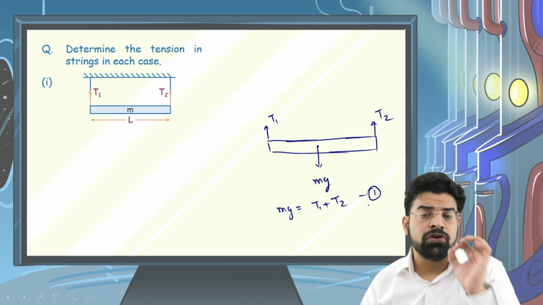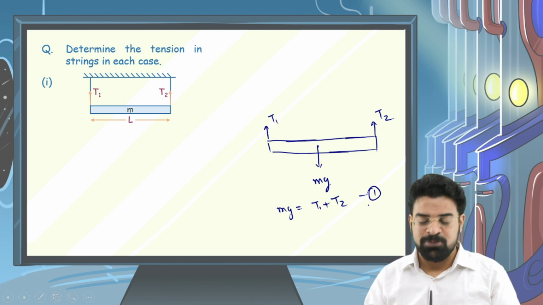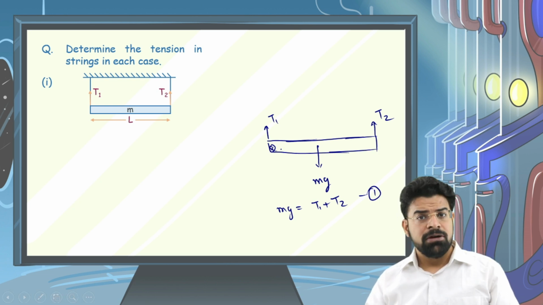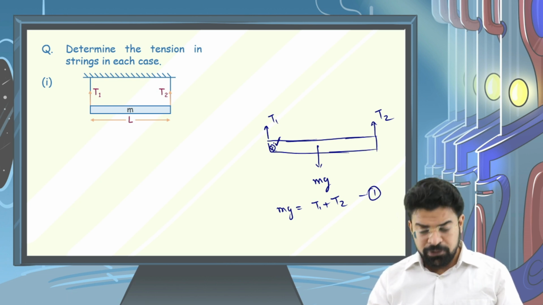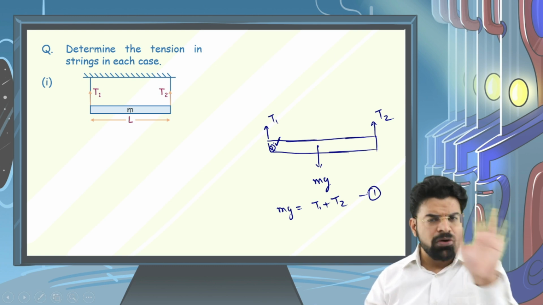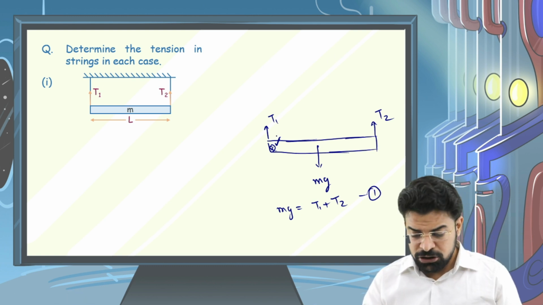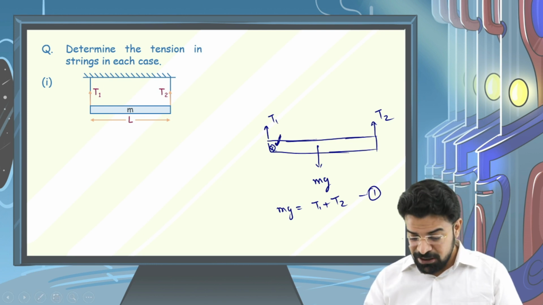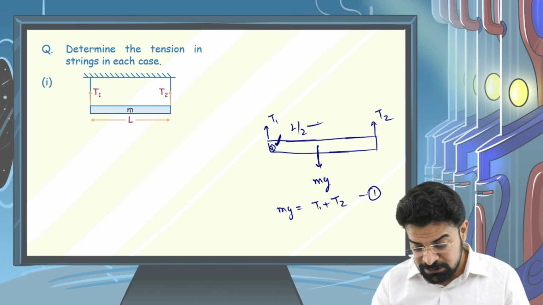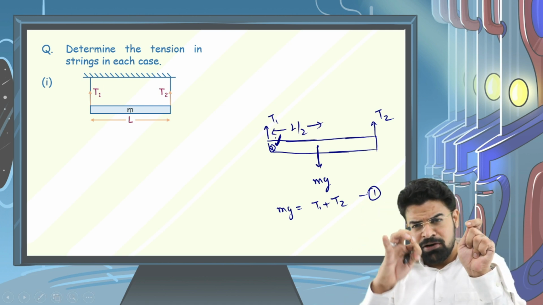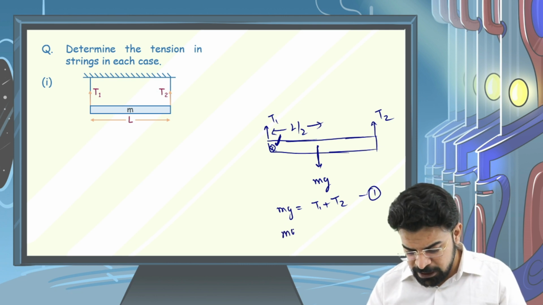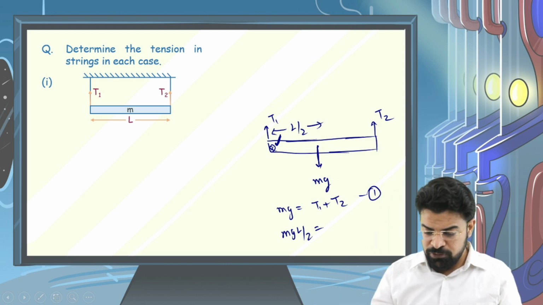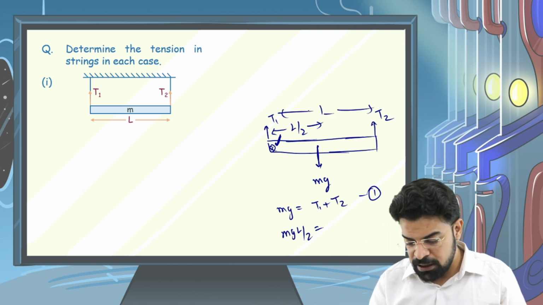We should even do torque balance. Sir, torque balance about which point? Any point. Sir, can I do torque balance about this last point? Yes. Sir, but there is no hinge. Do not worry, you can do torque balance about any point. About this last point, the torque of tension T1 is 0. Why? Because r is 0. The force of gravity about this point is trying to turn it clockwise, so its torque will be mg into L by 2, while the torque of tension T2 will be T2 into L, clockwise.